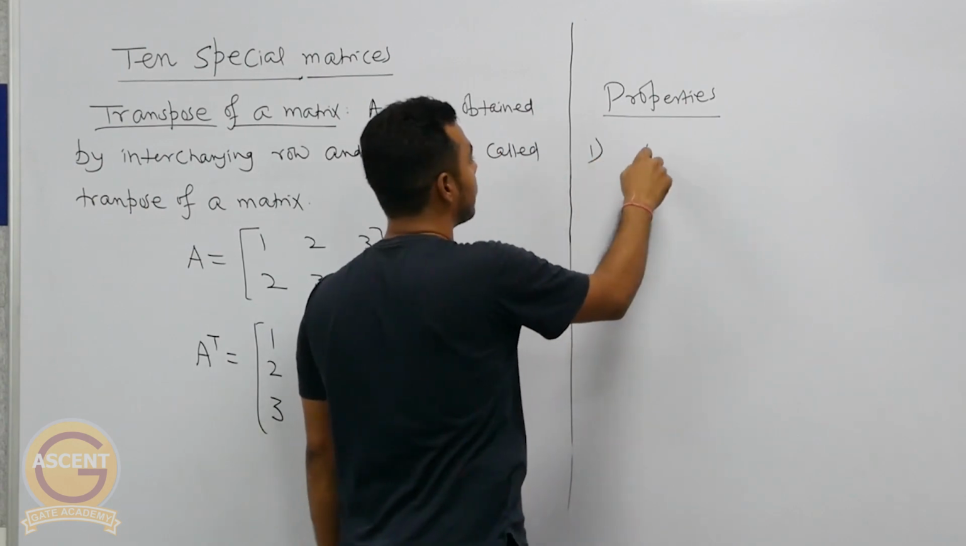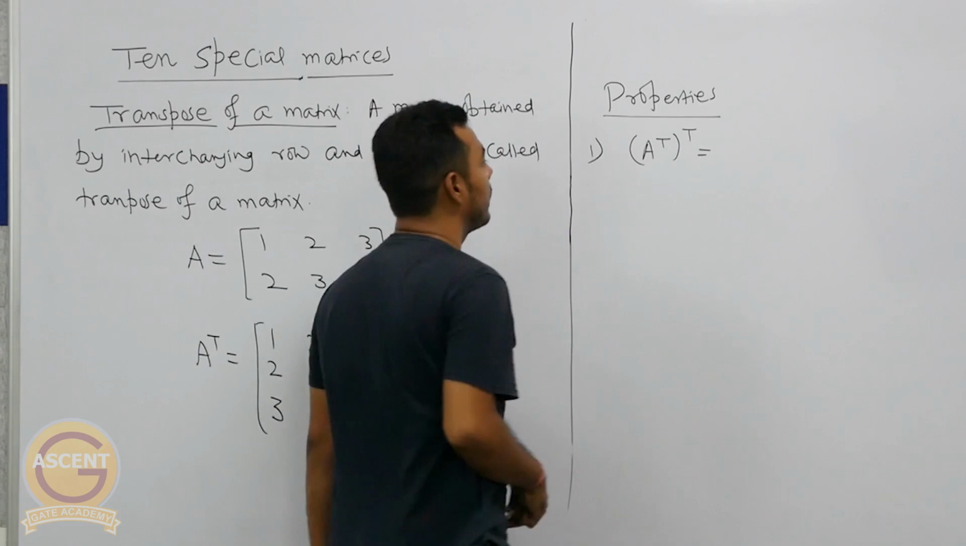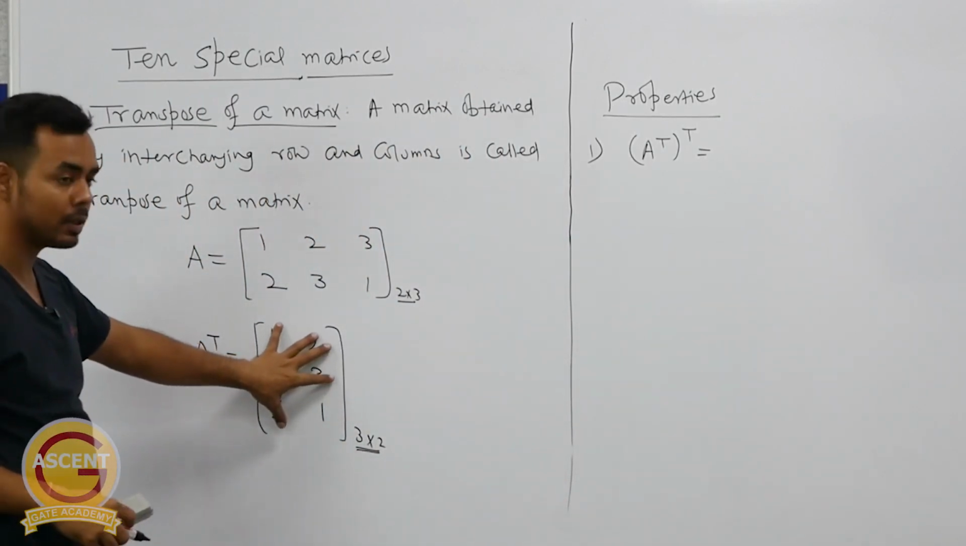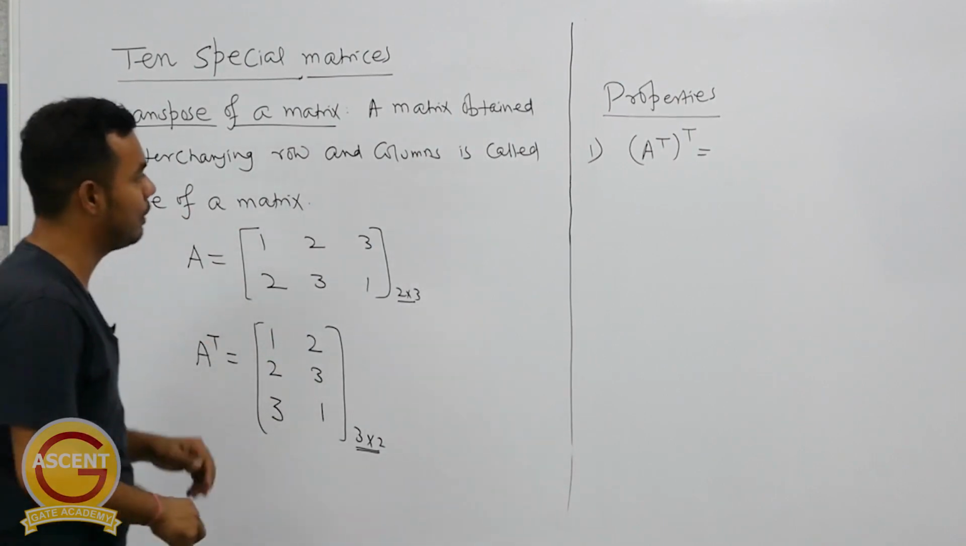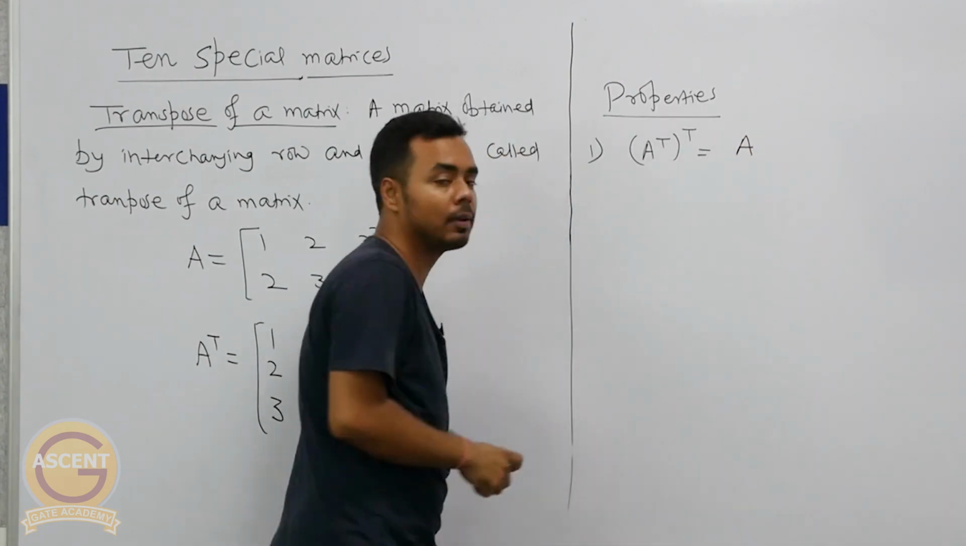The first one is, if you take the transpose of a matrix twice: if I have this matrix A, this is A transpose. Now if you take the transpose of this matrix again, you have to change the rows into columns, so again you will get this matrix A. So this is the first property. If you take transpose twice, you will get matrix A.